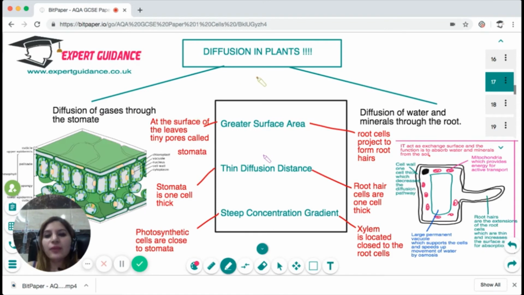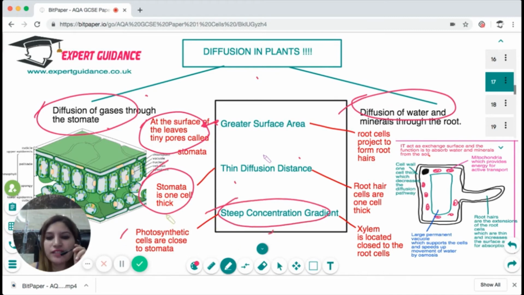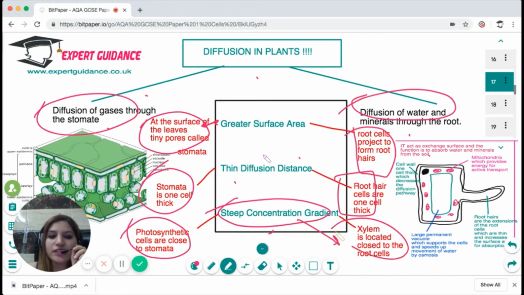Now, another example is diffusion in plants: diffusion of gases through the stomata and diffusion of water and minerals through the root. So the stomata have a greater surface area because they have tiny pores called stomata. For a thin diffusion distance, they are one cell thick. And for a steep concentration gradient, photosynthetic cells are close to the stomata. For the root hair cells, the root cells project to form the root hairs. Root hairs are one cell thick, and to maintain the concentration gradient, the xylem is located close to the root hair cells.